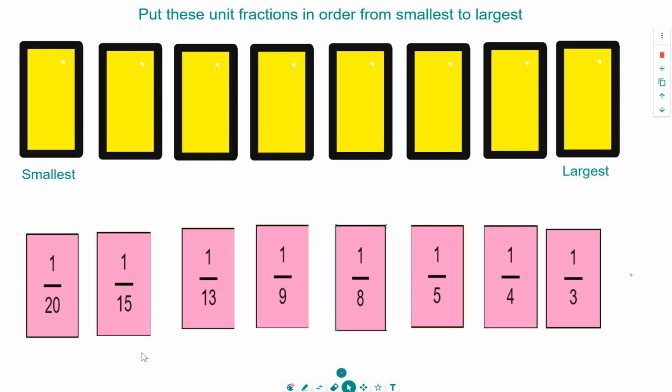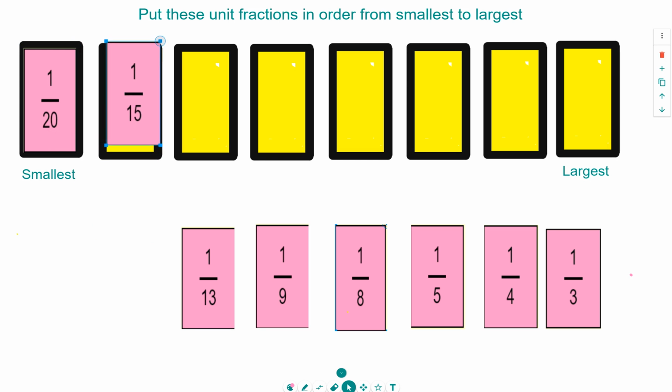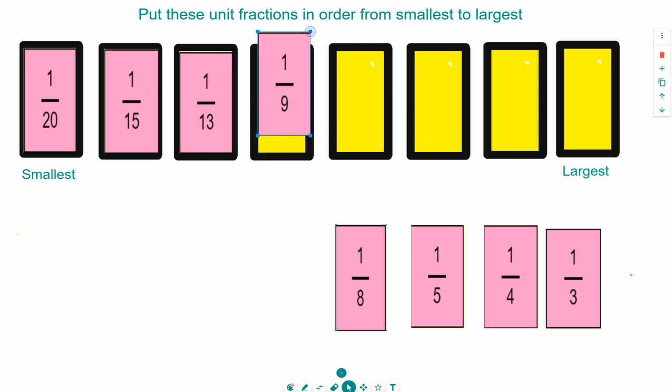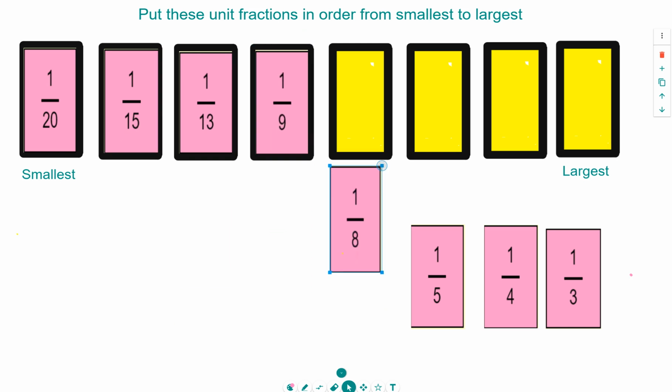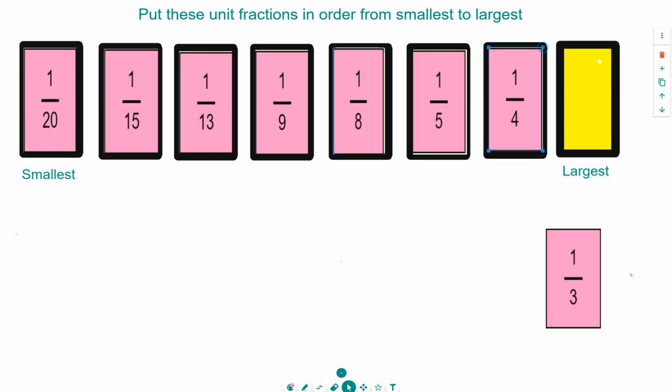So in here, 20 is the largest denominator, so we're going to put that on your first yellow tile. The next one is followed by 15, so that's 1/15, followed by 1/13, then 1/9, and followed by 1/8. Then you have 1/5, followed by 1/4, and the largest unit fraction is 1/3.